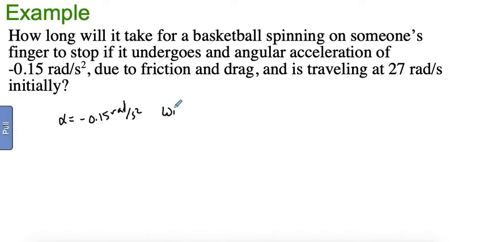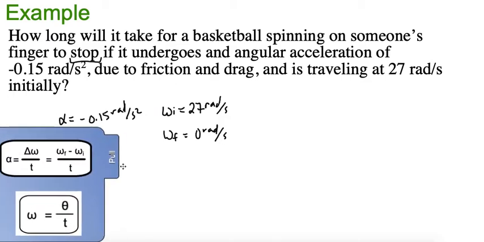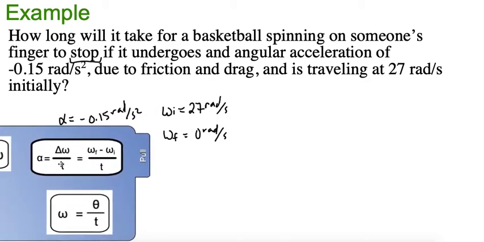So that is my initial angular velocity, 27 radians per second. And there's some keywords here. It says how long does it take it to stop. So that means my final angular velocity is going to be 0 radians per second. And now if we're looking at our variables, we need our equation. So we need to do final minus initial over time. I would have this equation handy when you're working on these types of problems, just so you can write everything out and plug everything in.